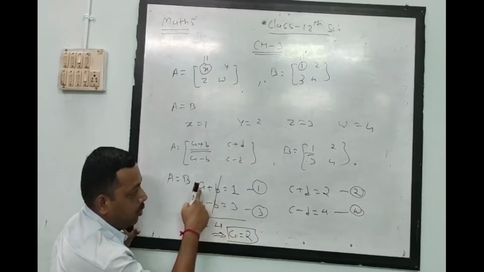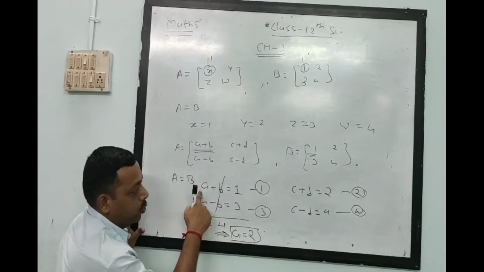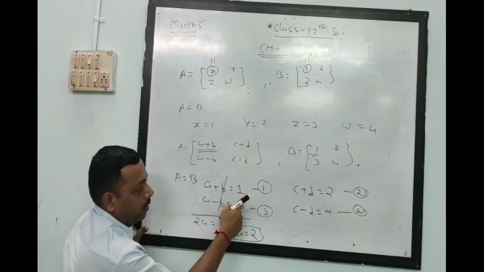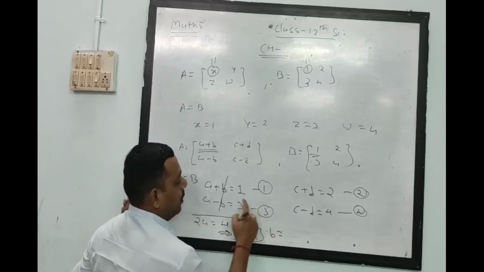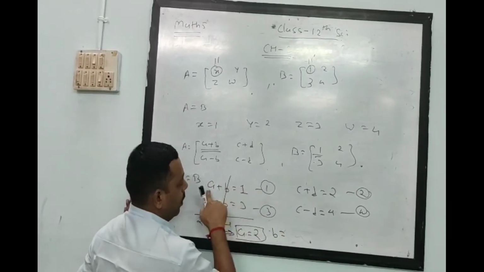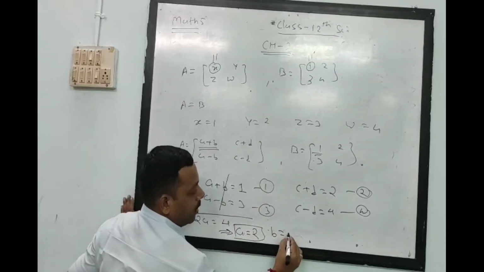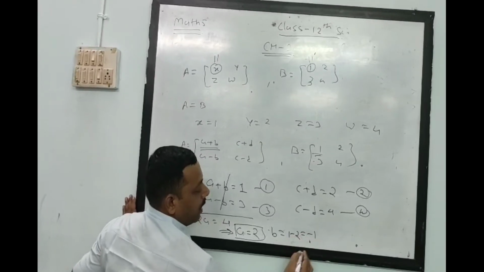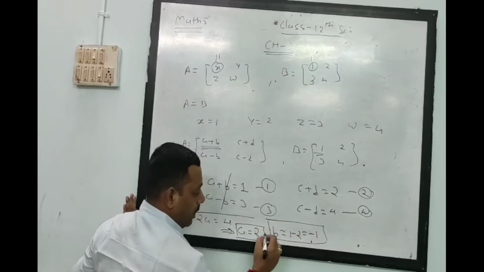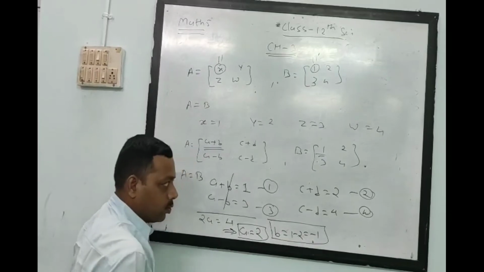Suppose I will put A is equal to 2 in equation 1, then my equation is 2 plus B is equal to 1. That's why B is equal to 1 minus 2, because 2 shifted to that side. So 1 minus 2 is equal to minus 1. So the result of A and B is 2 and minus 1.